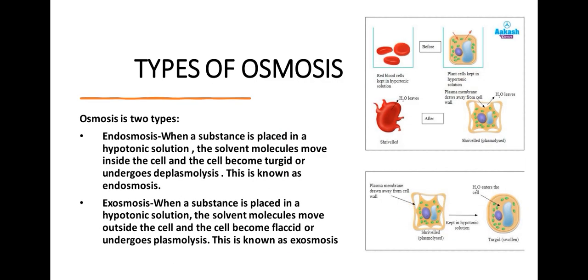Types of osmosis. Osmosis has two types, endosmosis and exosmosis. When a substance is placed in a hypotonic solution, the solvent molecules move inside the cell and the cell becomes turgid or undergoes deplasmolysis. This is known as endosmosis. Next is exosmosis. When a substance is placed in a hypertonic solution, the solvent molecules move outside of the cell and the cell becomes flaccid or undergoes plasmolysis. This is known as exosmosis.